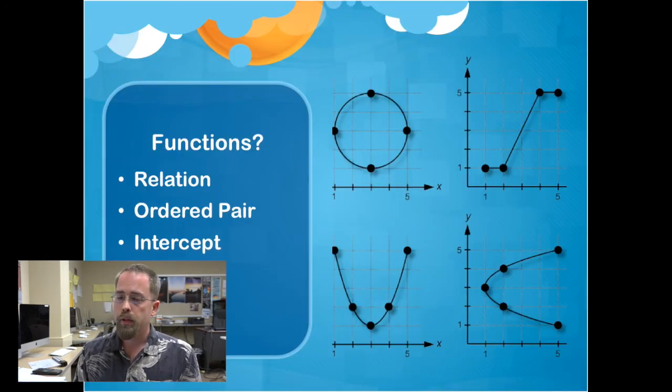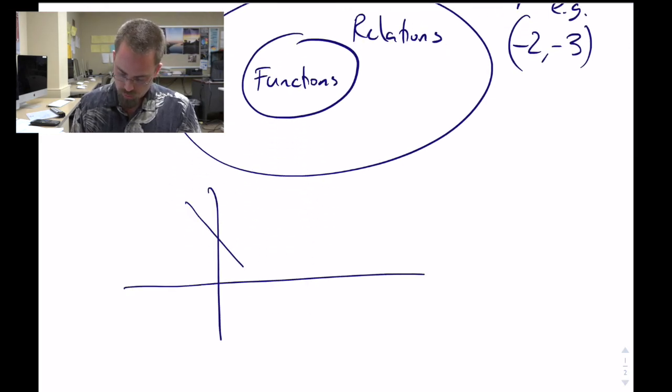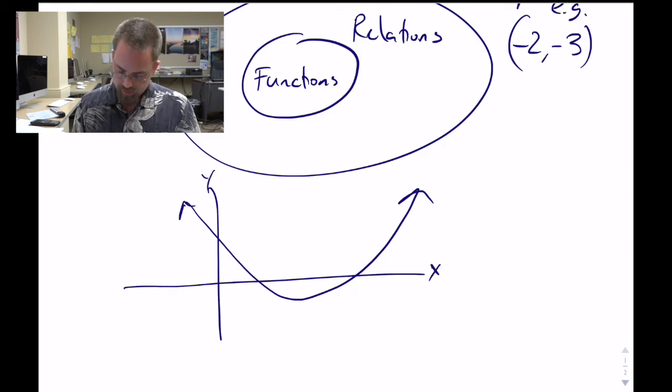Another vocabulary word that you should have had a lot of in the past, but that you are formally responsible for now, is intercept. If we have a graph that goes through the y-axis and the x-axis, these spots right here and here are our x-intercepts, and over there I see a y-intercept. So there are two kinds of intercepts. If we were doing 3D, there'd be more, but in two dimensions, there are two kinds of intercepts.